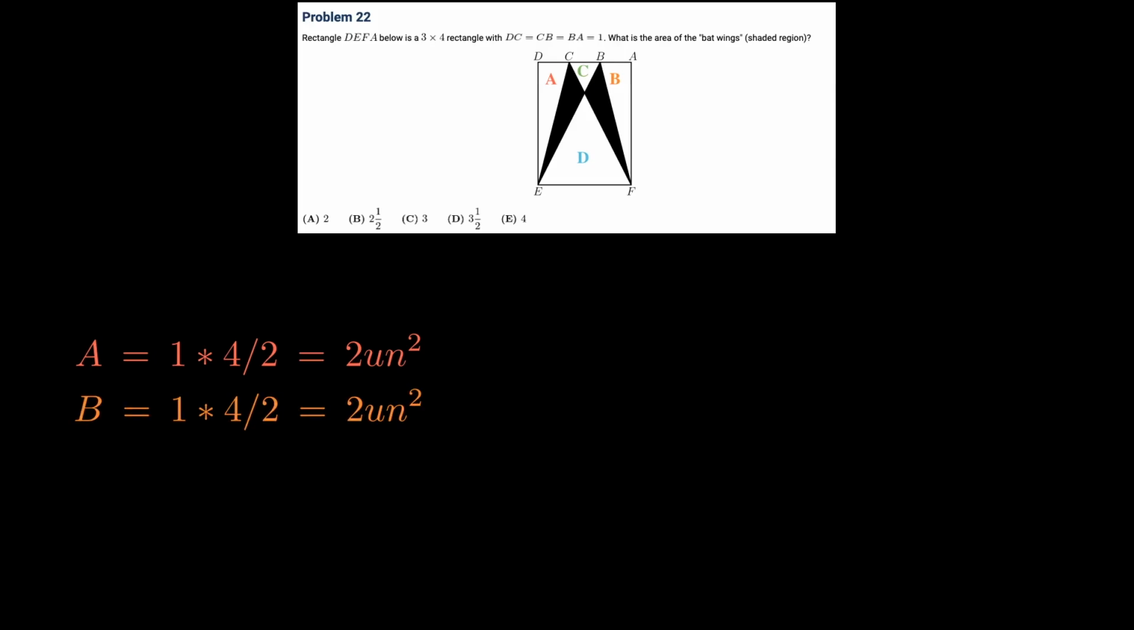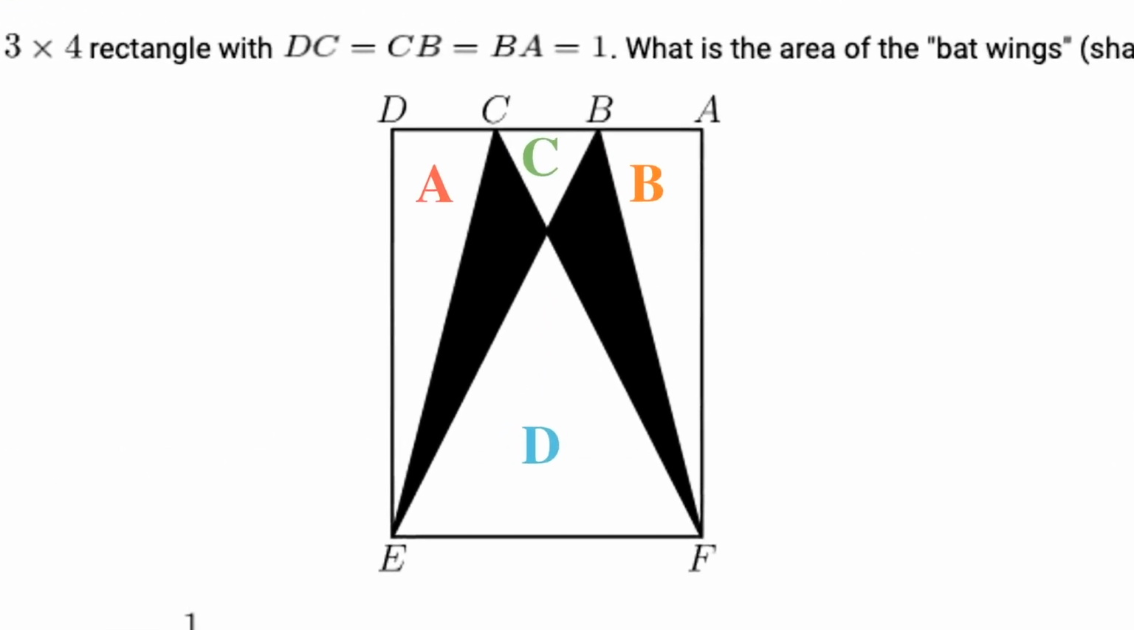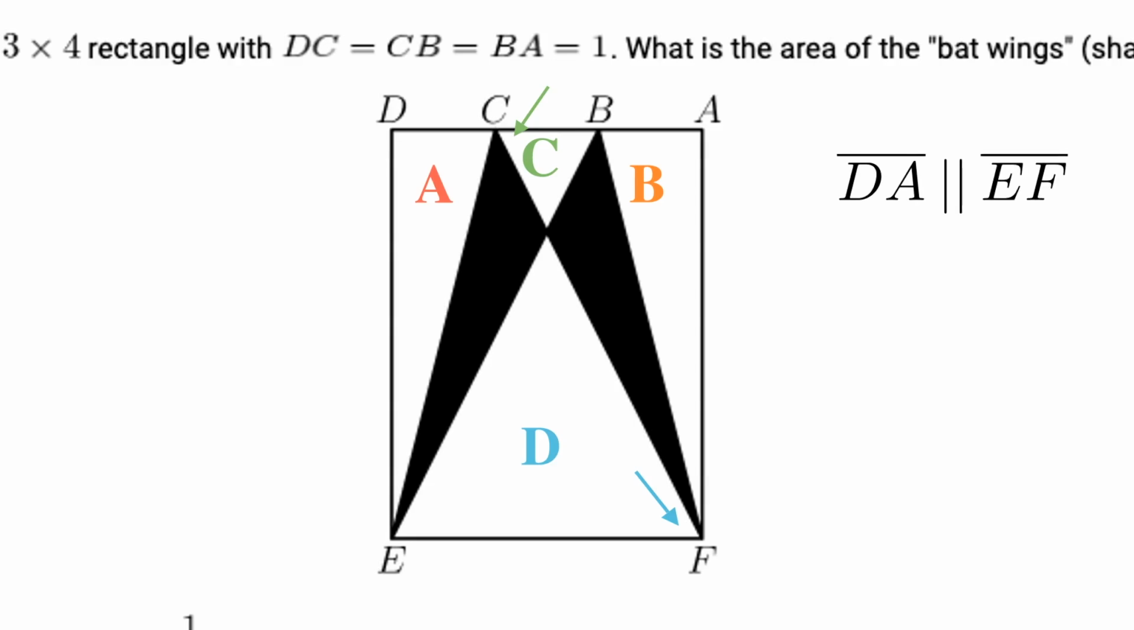Now let's find the areas of C and D. We know the base lengths, but not the height, so how can we figure out the area? Well, let's take a closer look. These two angles seem to be congruent, because they're vertical angles. Now, look at these angles. DA and EF are parallel, and CF intersects them. This leads us to conclude that these two angles are congruent because of the alternate interior angles theorem.